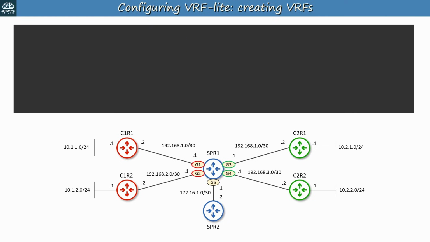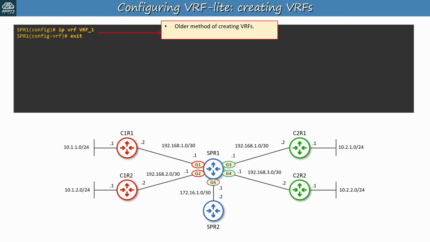On SPR1, let's create those two VRFs, VRF1 for customer 1 and VRF2 for customer 2. There are two ways to do this, and I'll show you both. First, I created VRF1 with the command ip vrf vrf1. That's the only command that's needed, so I just exited out of VRF config mode after. This is an older method of creating VRFs, and it only supports IPv4.